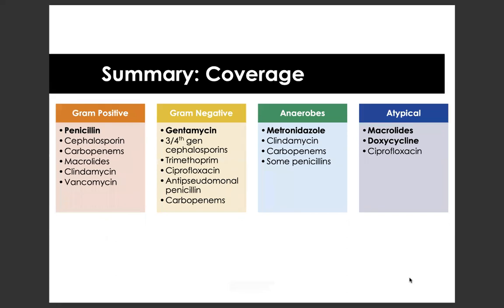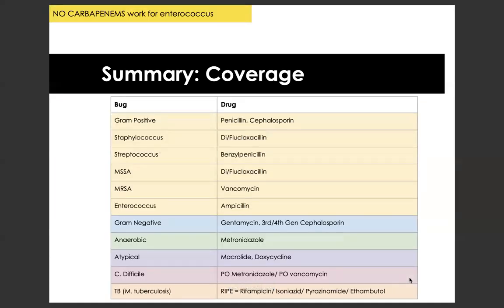So I made a little summary in terms of the different bugs and what antibiotics will cover them. But if you want something a little bit more high yield, what I try to do is summarize the bug and the drug that you use with it. So if they do ever ask a question about which antibiotic is appropriate, this would be a good reference table.